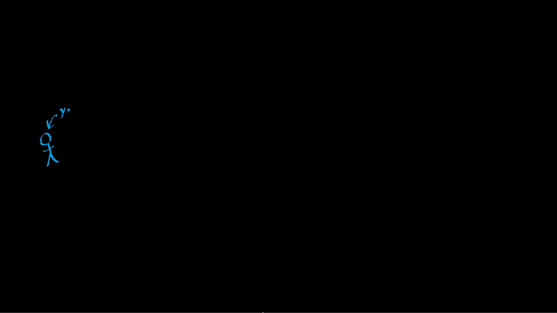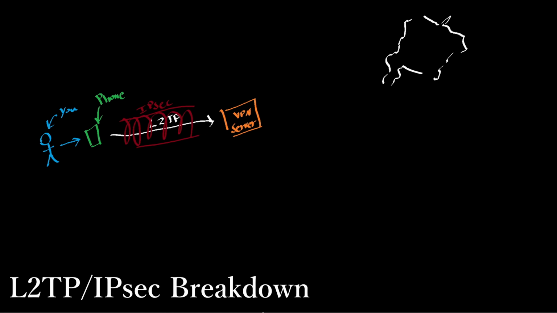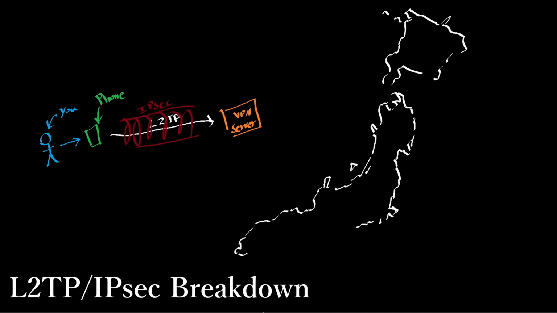So for those of you concerned about security, here's how this works. L2TP with IPsec creates an encrypted tunnel between your phone and the VPN server in Japan. This means that your internet provider or people on your Wi-Fi can't see what you're doing. All they know is that you're using a VPN. Once your traffic reaches the Japanese server, it goes out to the internet normally.